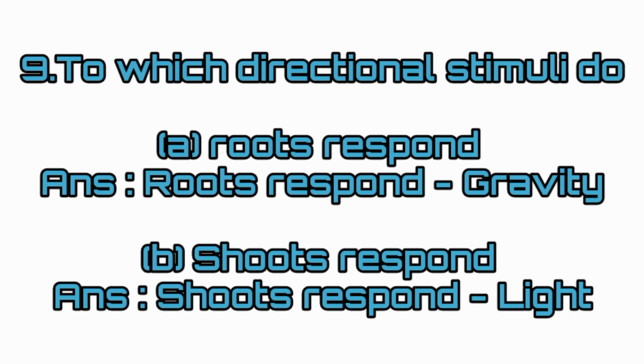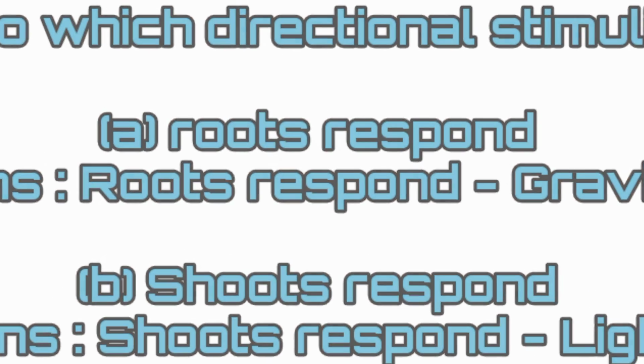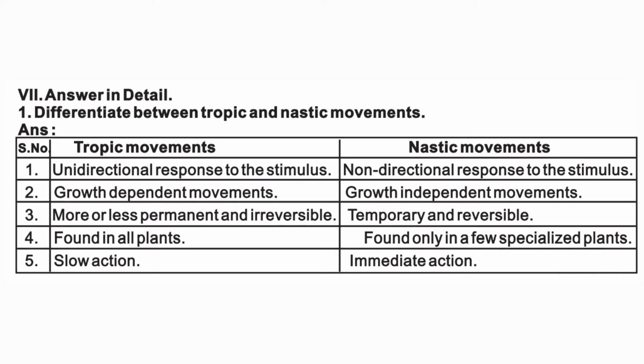9th question: to which directional stimuli do roots respond? Answer: roots respond to gravity, shoots respond to light. Answer in detail. Differentiate between tropic and nastic movements. Tropic movements: unidirectional response to the stimulus. Nastic movements: non-directional response to the stimulus.